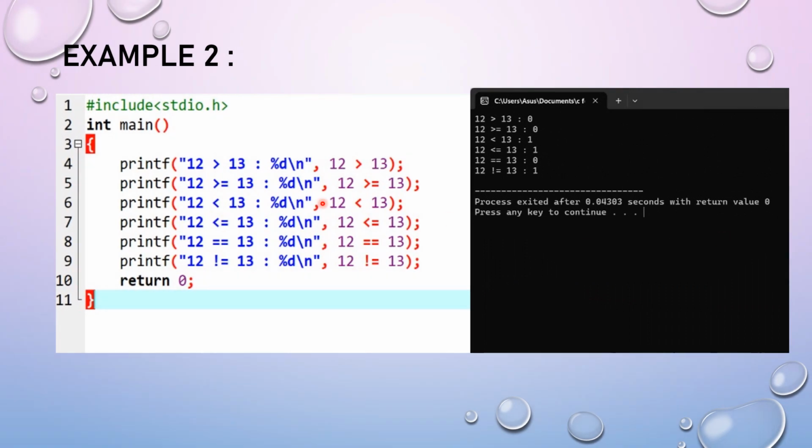Output will also be the same because we haven't changed anything. We have just eliminated the variables and written the values in the condition itself. Okay, now the printf function. 12 greater than 13? No, it produced a 0.